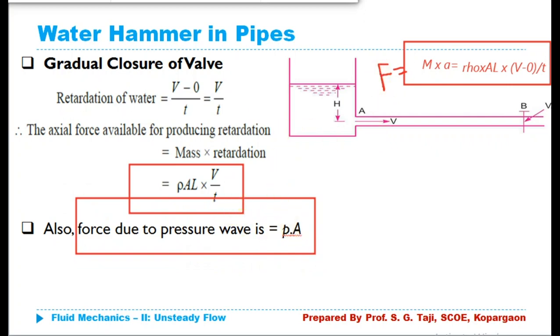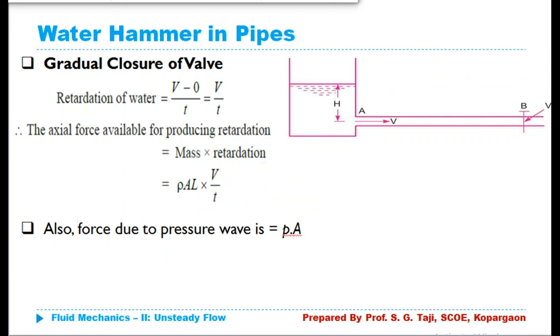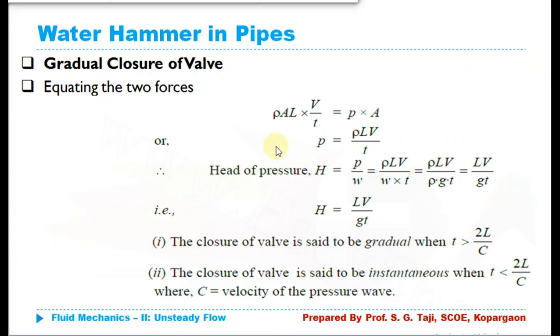Now those two forces are both equal, this one and this one, so we are going to equate those two forces. By equating those two equations, rho A L multiplied by v by t is equal to p multiplied by A. So if I want to compute the pressure intensity of the wave generated in the pipe, that is given by rho L v upon t. Now this simple equation, remember this equation, hope you understood how we have derived it.